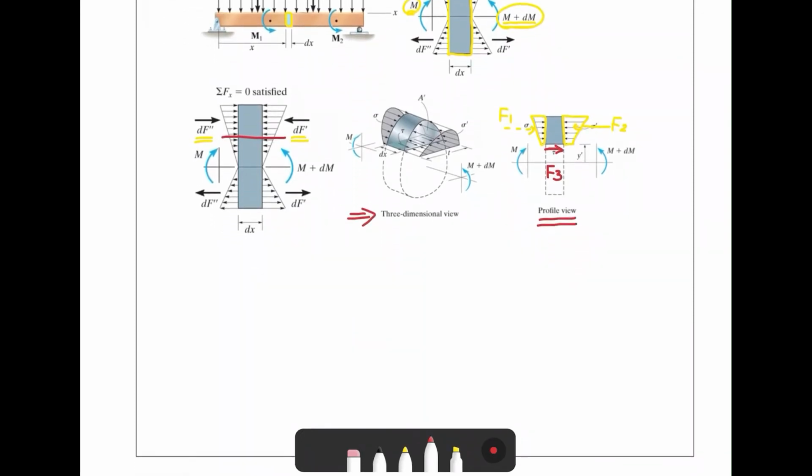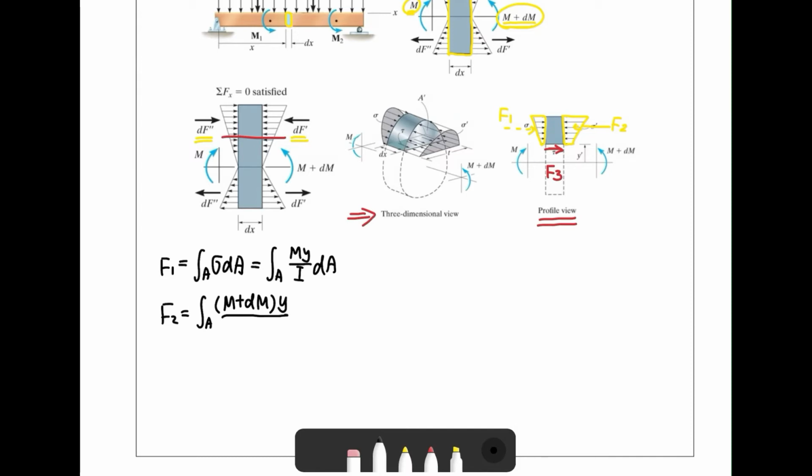So now let's derive this equation here. For F1, the total force here is going to be the integral of sigma over this area. And we know sigma equals My over I. We can do the same thing for the F2 force calculation. However, the M is going to be slightly different, right? It will be the moment plus the incremental change.